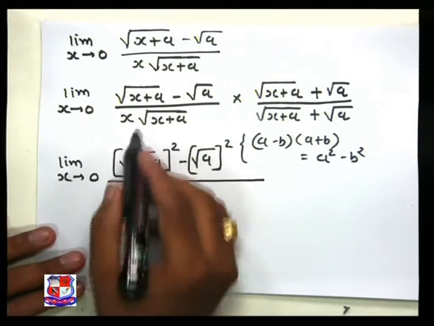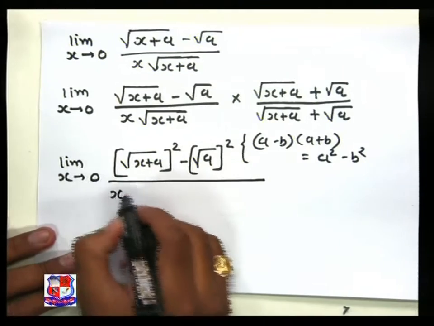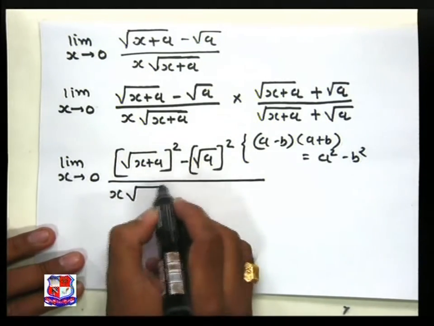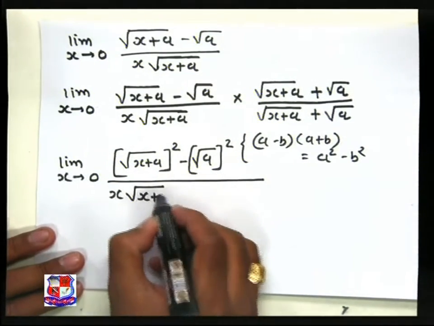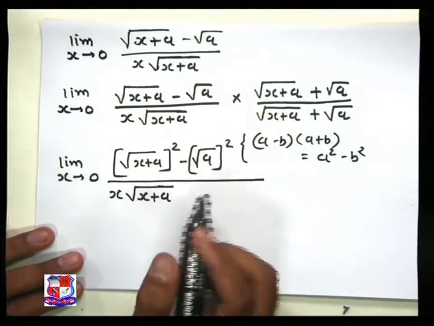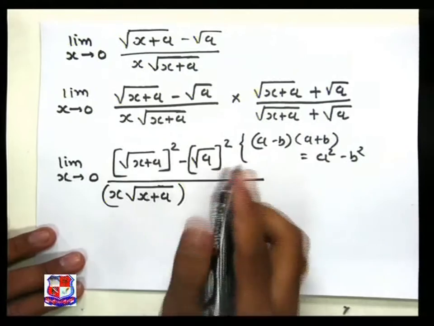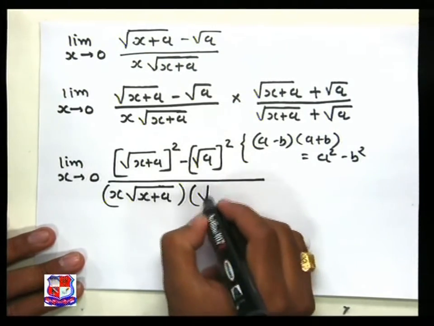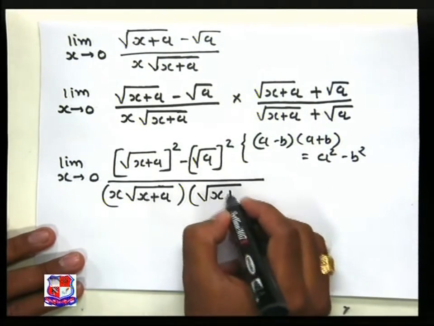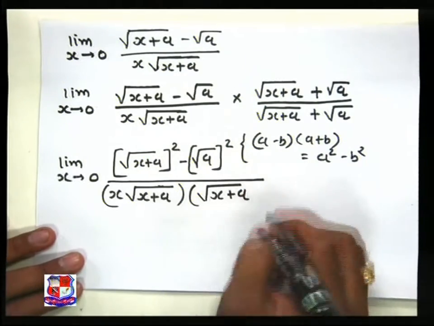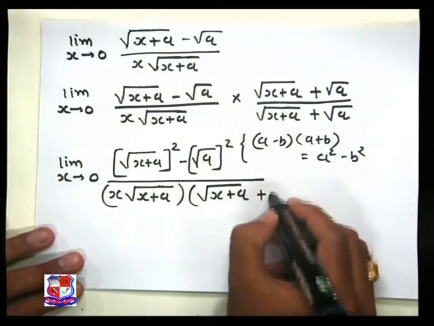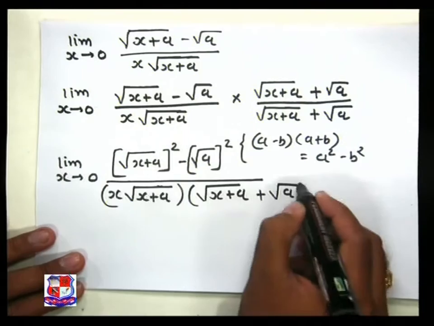divided by here term as it is, x under root of x plus a, multiply with this term, replace here as it is, under root of x plus a plus under root of a.